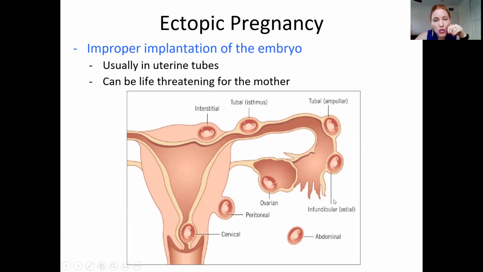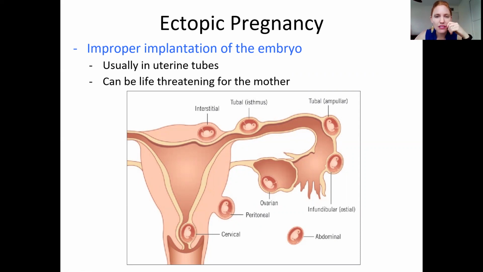Occasionally, it's not captured properly by those fimbriae, and so it can embed itself into tissues just in the abdominal pelvic cavity, or sometimes on the outside of the uterine tube instead of on the inside, or sometimes, and this is probably the most often, it embeds itself in that isthmus. And remember, isthmus, narrow, right? Once it starts growing, there's no place for it to be. So this can be a life-threatening problem because it can burst open that uterine tube.